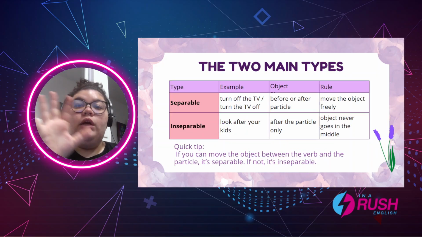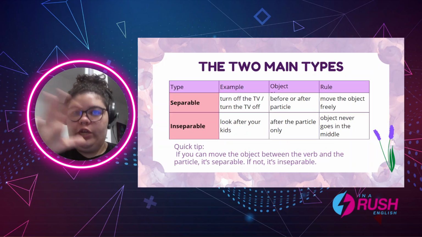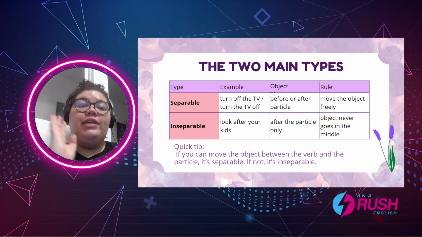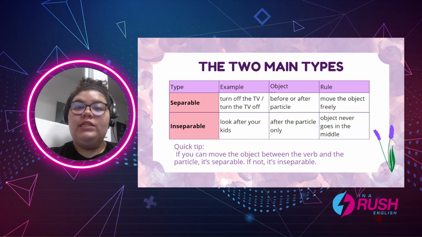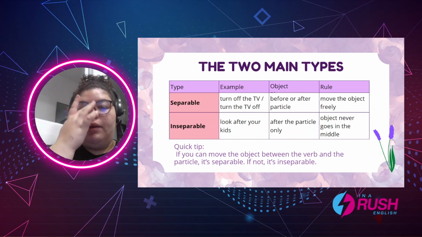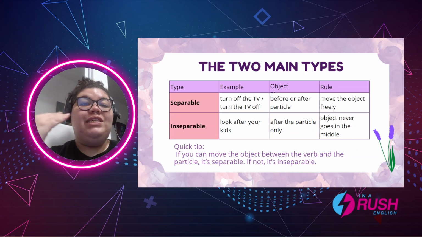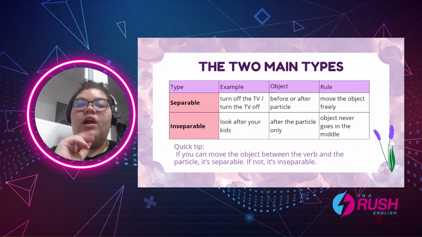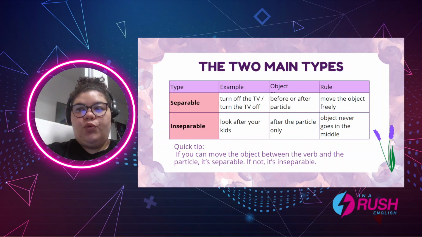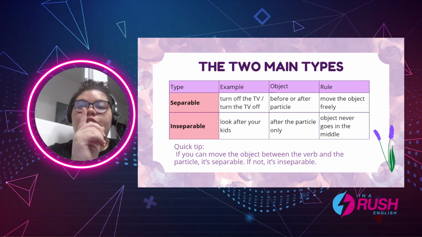Two main types of phrasal verb collocations: separable and inseparable. The separable phrasal verbs are the ones you can separate and put the object in the middle. So, for example, turn off the TV. The TV is the object. Turn the TV off. Both are correct. You can separate turn and off and put the object in the middle.